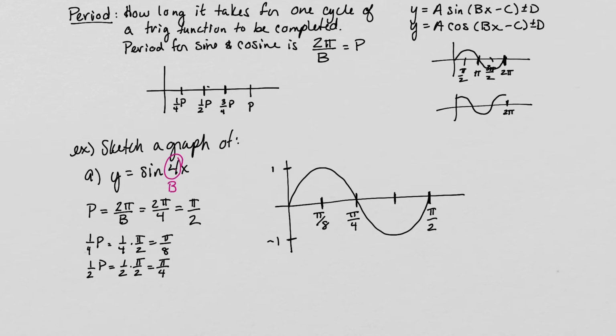So we're basically just multiplying across? Yep. Remember, when you have 2 fractions times each other, you just multiply across the top and multiply across the bottom. And then I need 3/4 P. So it's going to be 3/4 times pi over 2, or 3 pi over 8. And so here are those 5 key spots.